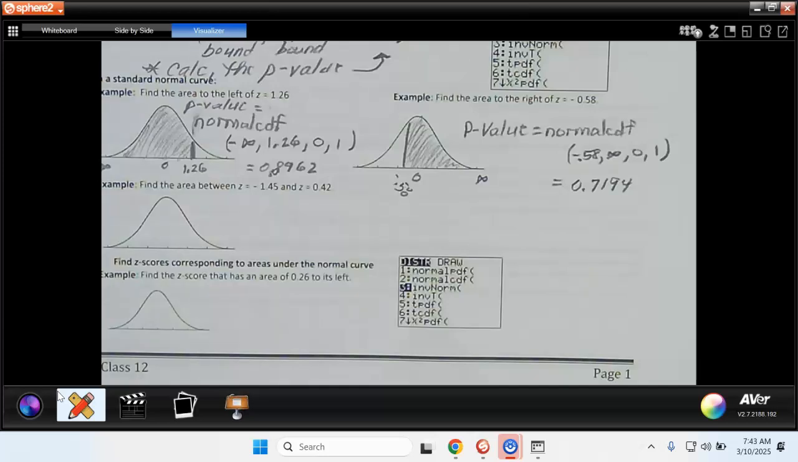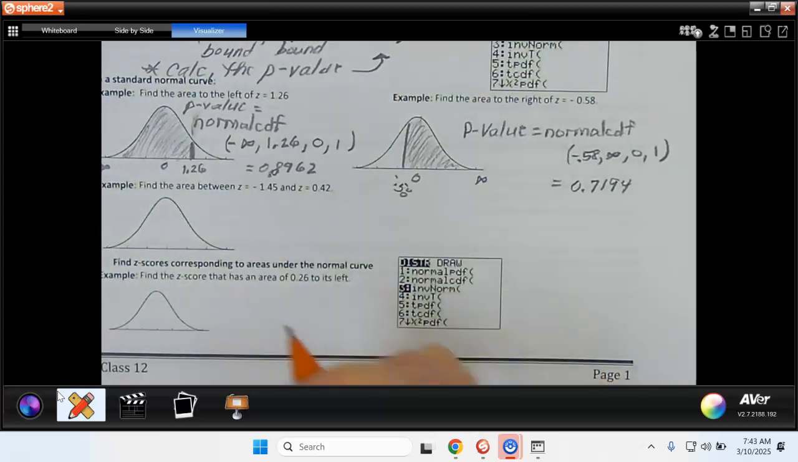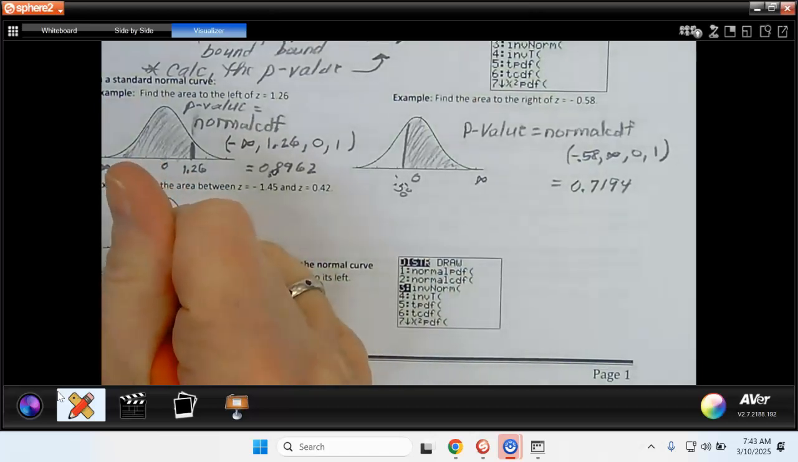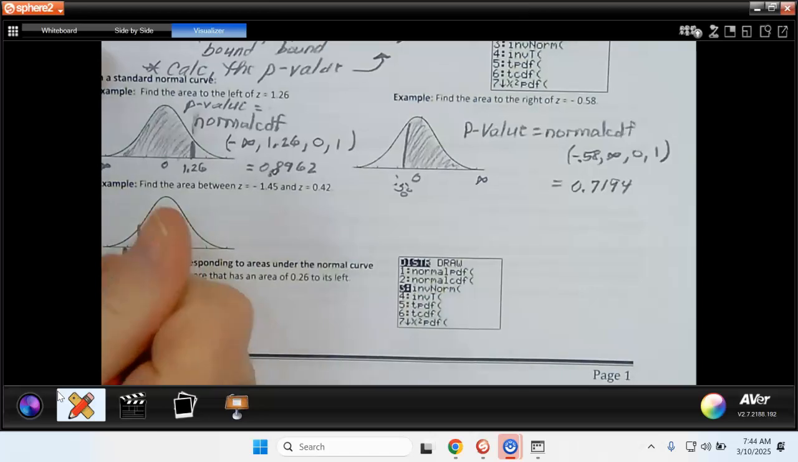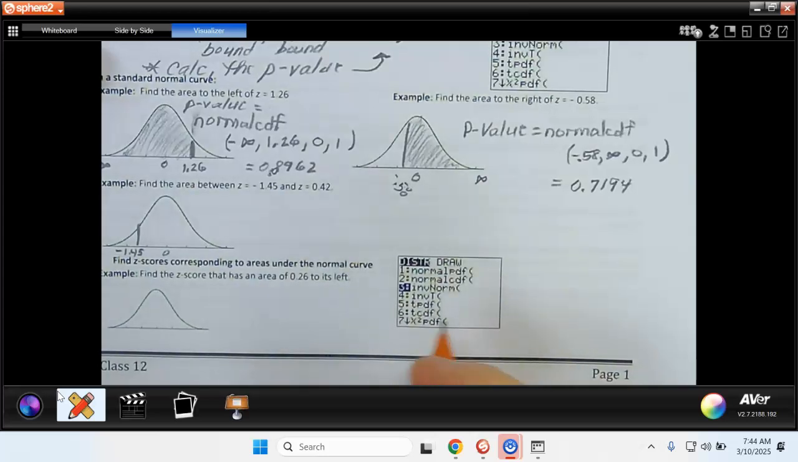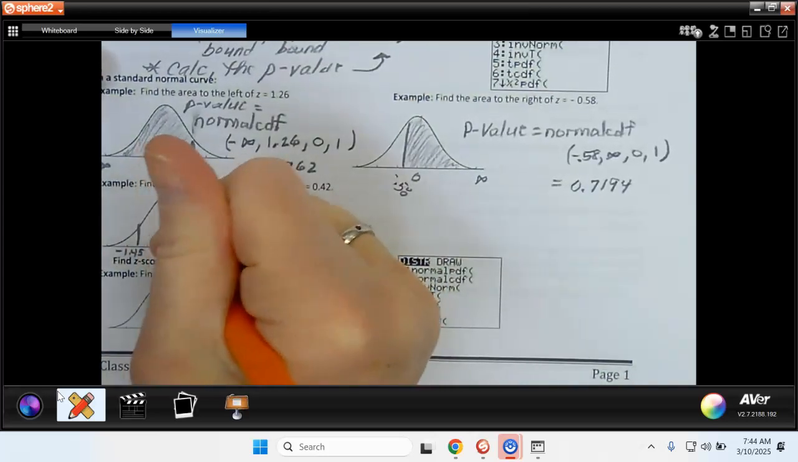Okay. So here we go. Find the area between z equals negative 1.45. So that's going to be like here, right? I said 1.54, negative 1.45. That's what the problem actually says. And z equals 0.42.